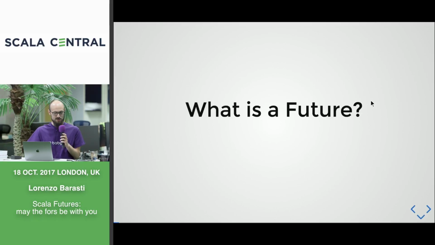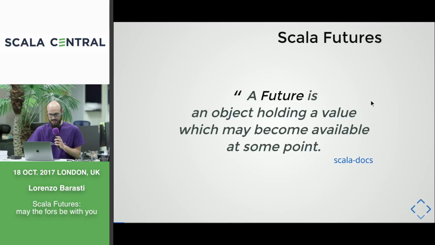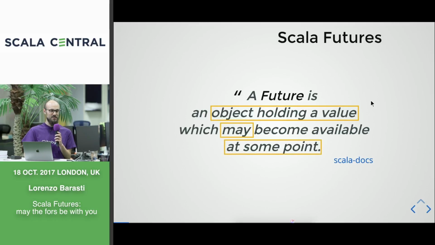So what is a future in the first place? Looking at the definition given by the Scala documentation, there's not much we have to add to get an understanding. A future is an object holding a value which may become available at some point. In some sense, the "may" gives us the idea that the computation could fail or be successful, and so the value might be there or not, and "at some point" gives us the idea that the value will be available at some point in time, so in the future.